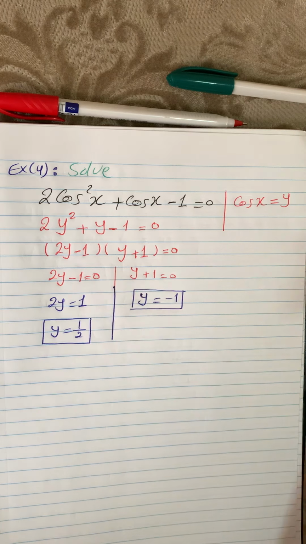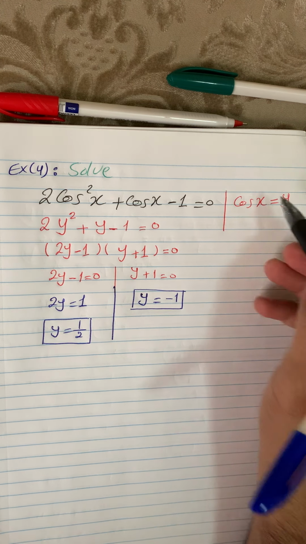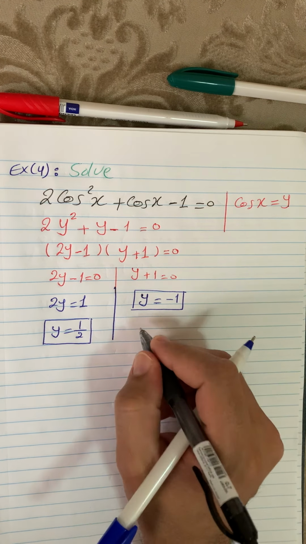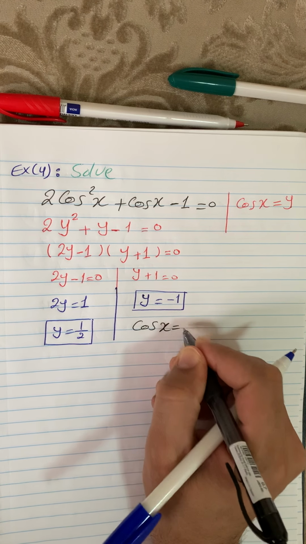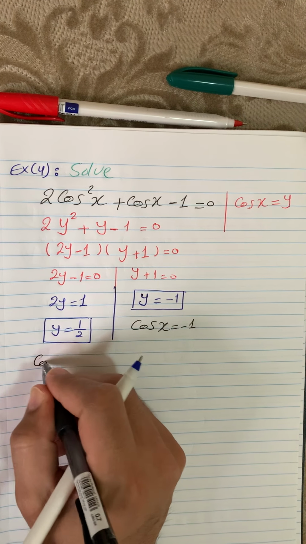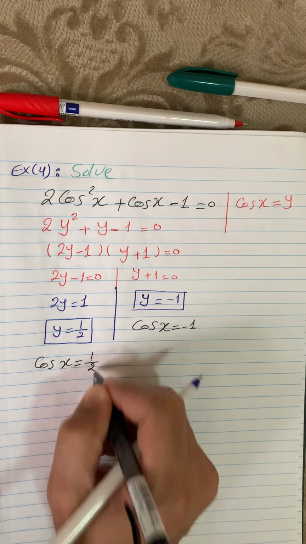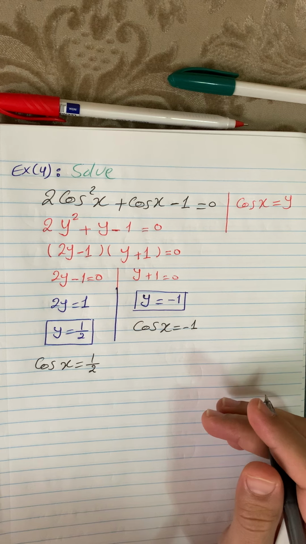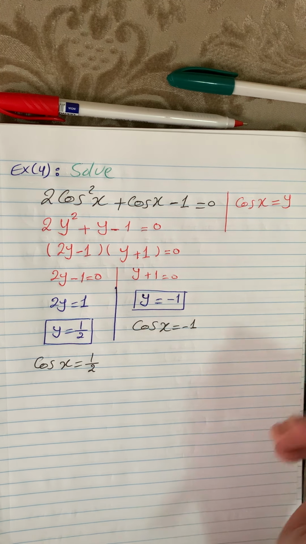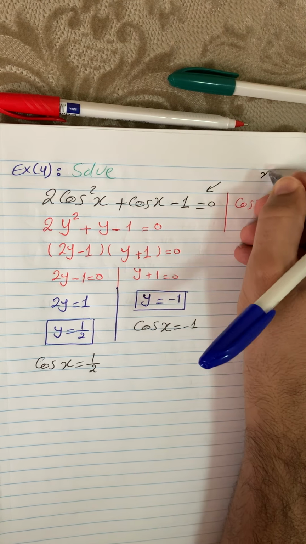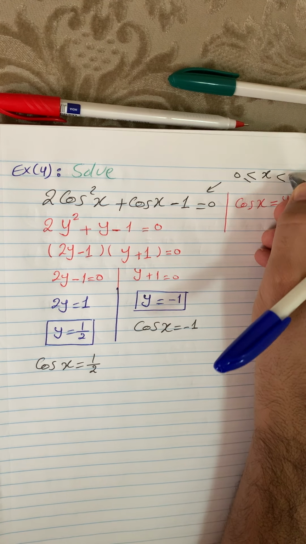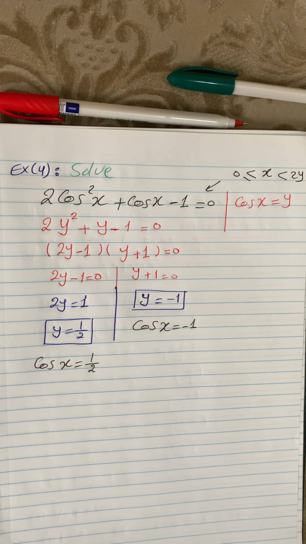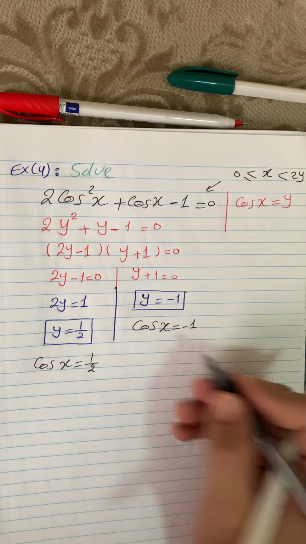Now, do the substitution again. Replace y again to be cosine x. So cosine x equals negative 1 and cosine x equals 1 over 2. Here we have a given interval for x. Given x is more than or equal 0, less than 2 pi. So only the solution in the 4 quadrants. So cosine x equals negative 1.